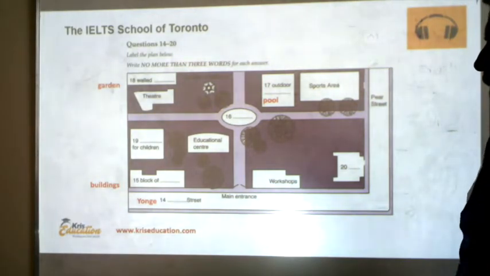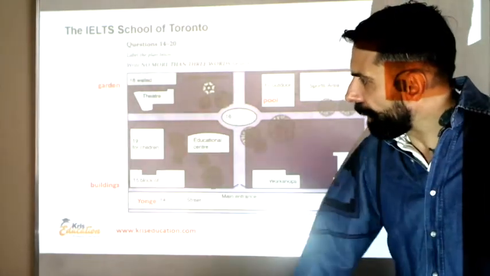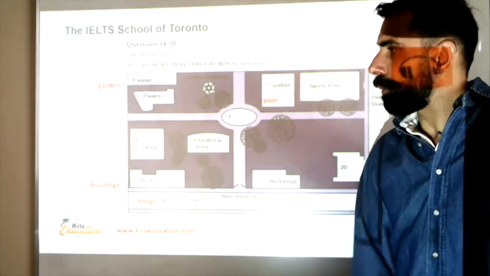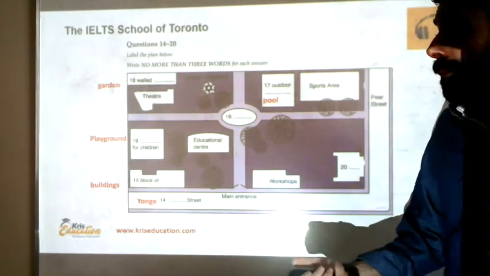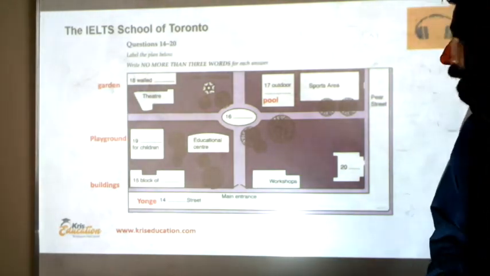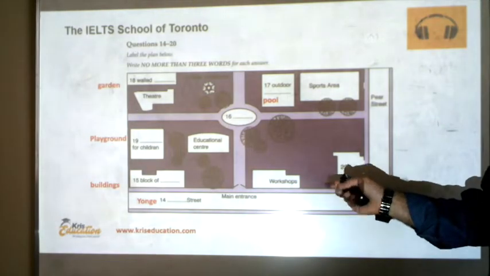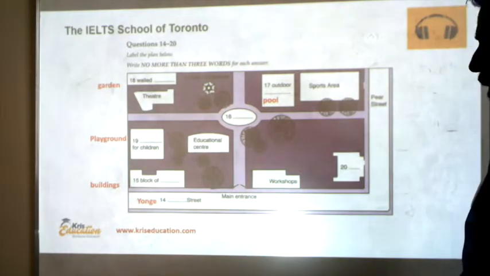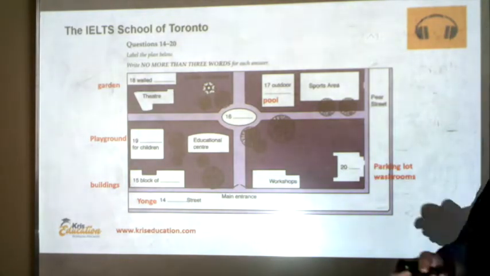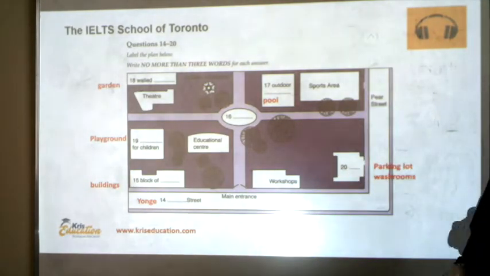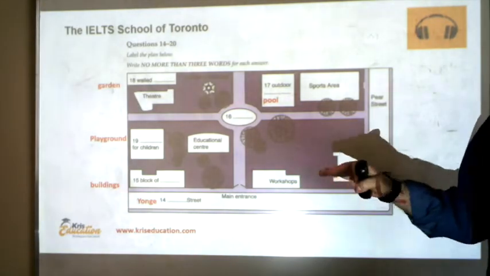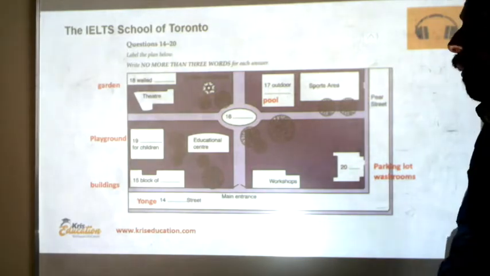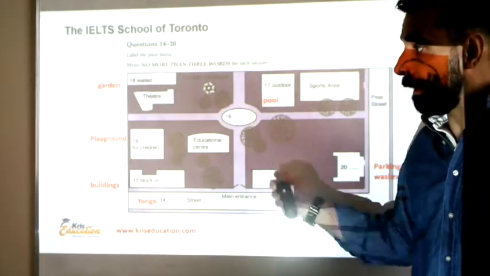Number 19, for children, educational center. So what can be for children? Something like playground, perhaps. And number 20, this is a park. Obviously, in a park, we cannot miss things like parking lots or washrooms. So, again, it is very, very important to predict before you complete gap-filling activities.